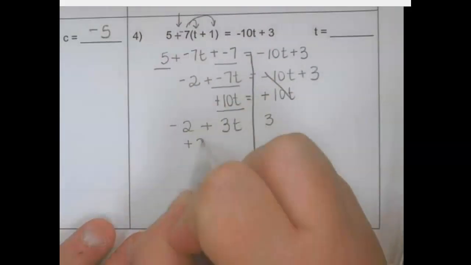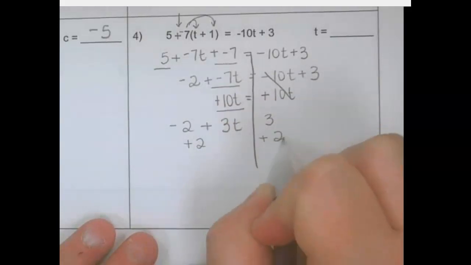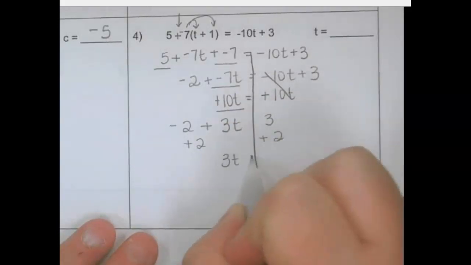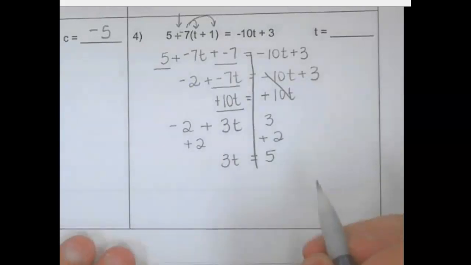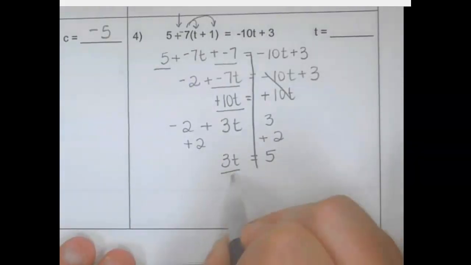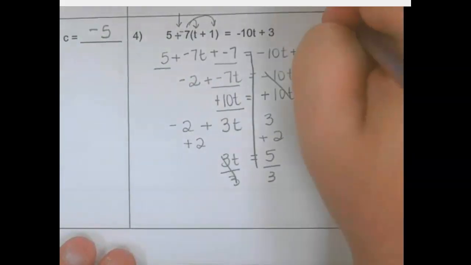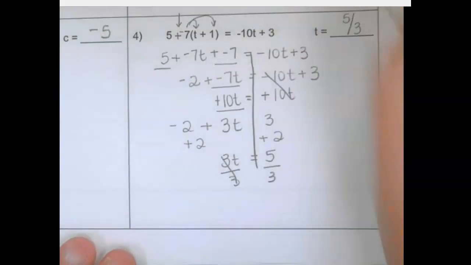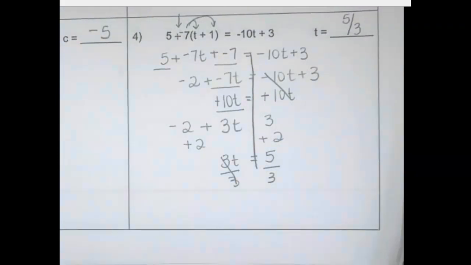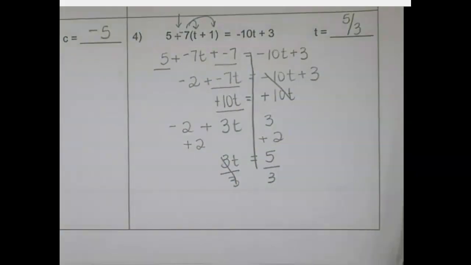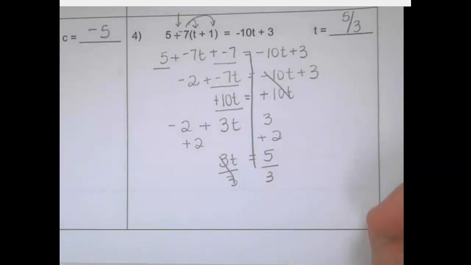Add 2 to both sides. Divide both sides by 3, and we are 100% okay with an improper fraction as long as it is simplified. Questions on that one? Guys, notice each lesson we add a different skill. We're building up.